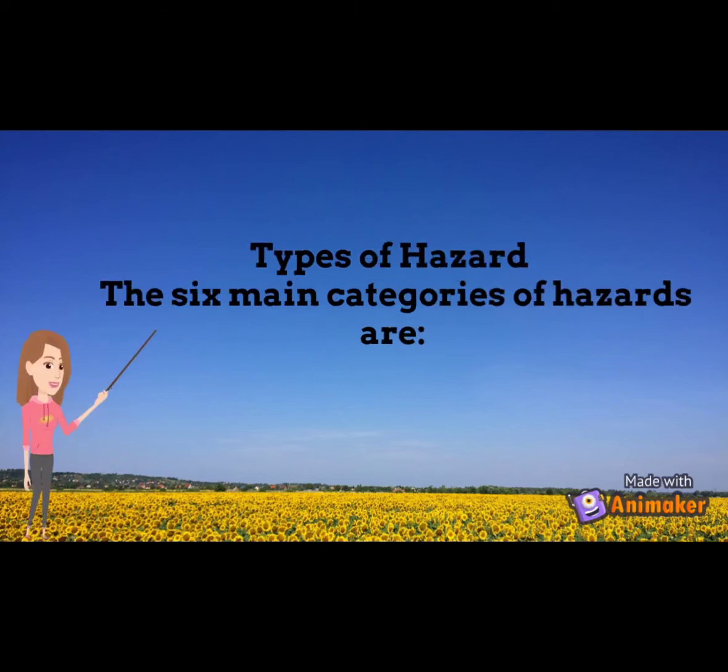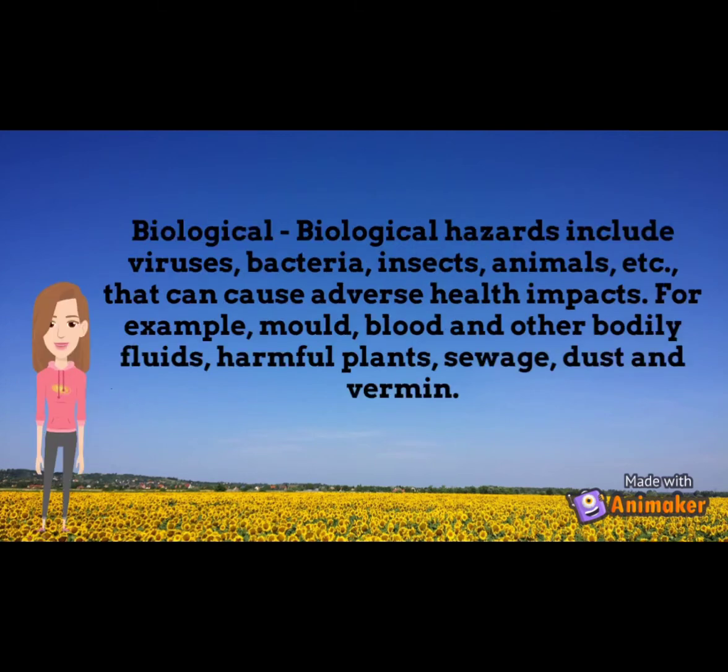These are the types of hazard. The 6 main categories of hazards are: biological. Biological hazards include viruses, bacteria, insects, animals, etc., that can cause adverse health impacts. For example, mold, blood and other bodily fluids, harmful plants, sewage, dust and vermin.